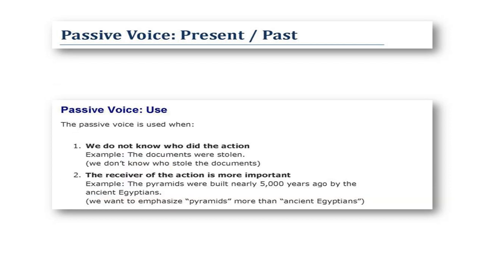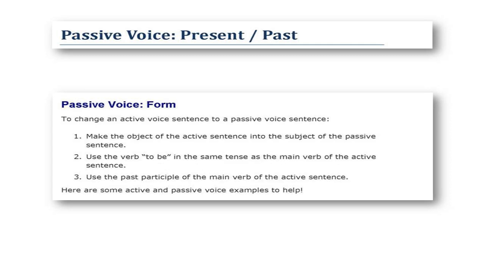Passive voice, use. The passive voice is used when we do not know who did the action. For example, the documents were stolen. We don't know who stole the documents. The passive voice is used when the receiver of the action is more important. For example, the pyramids were built nearly 5,000 years ago by the ancient Egyptians. We want to emphasize pyramids more than ancient Egyptians.